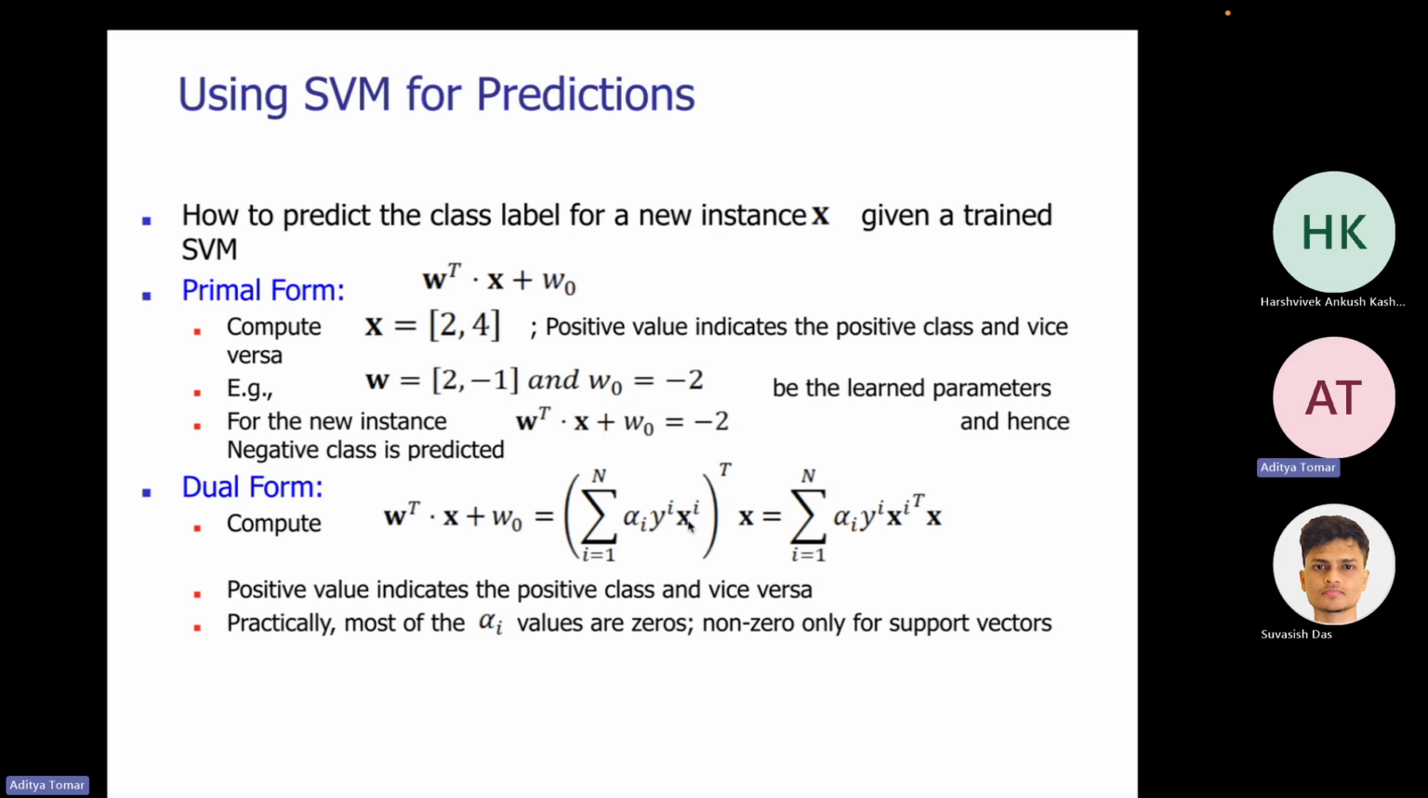Then during test time, given a data point, we know the alpha i's that are the support vectors, the corresponding yi and xi, and then we do this sigma over this multiplication. Then that will give us the class label.